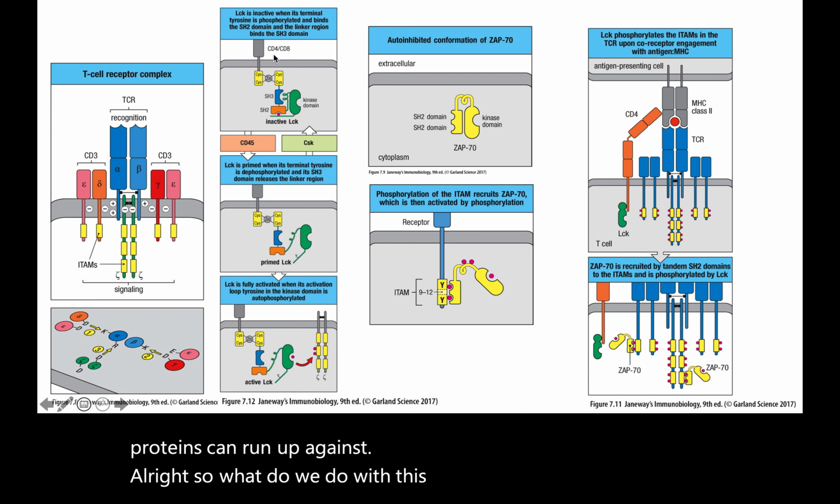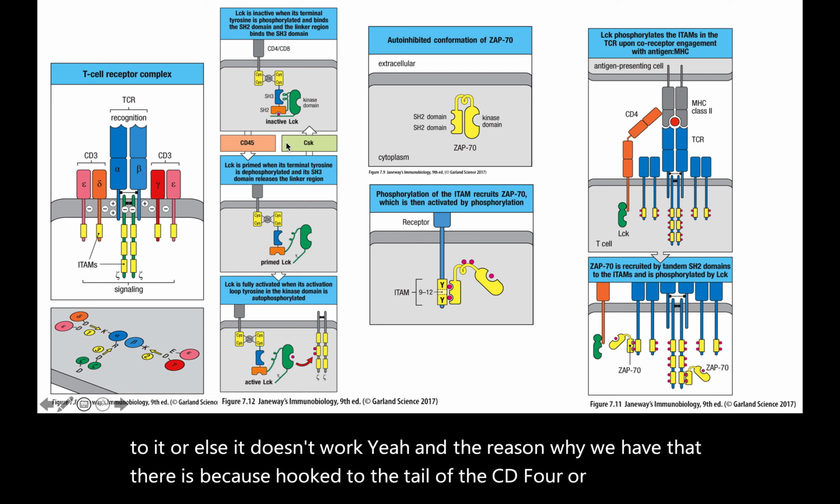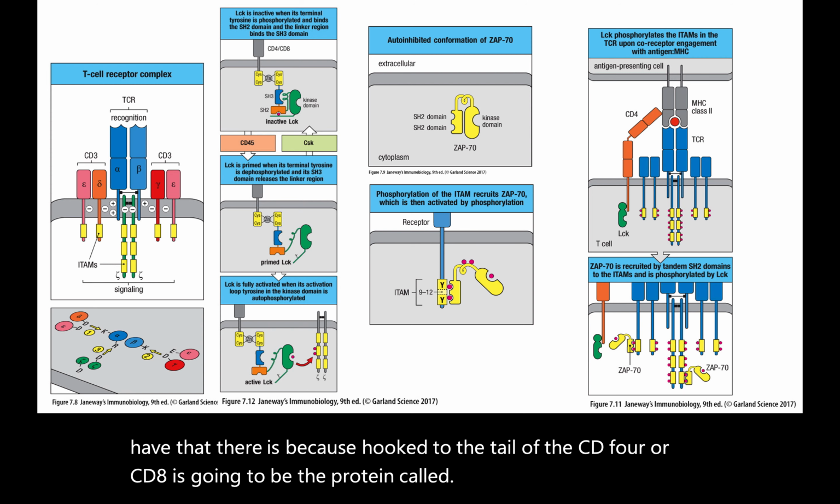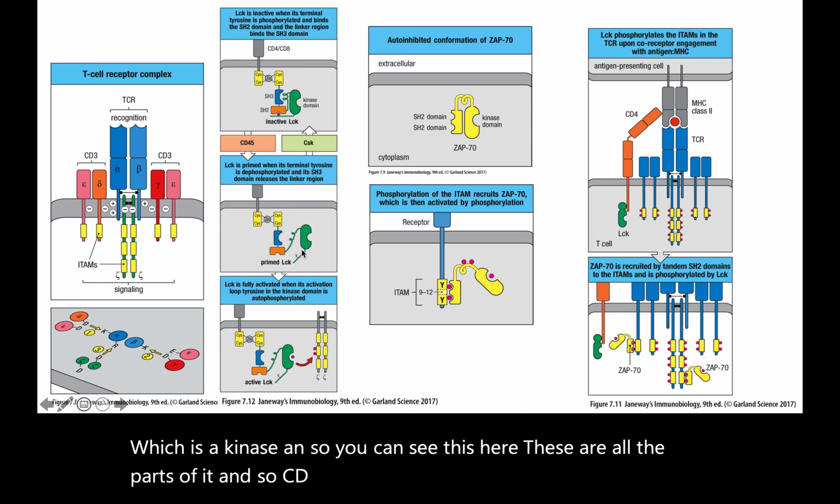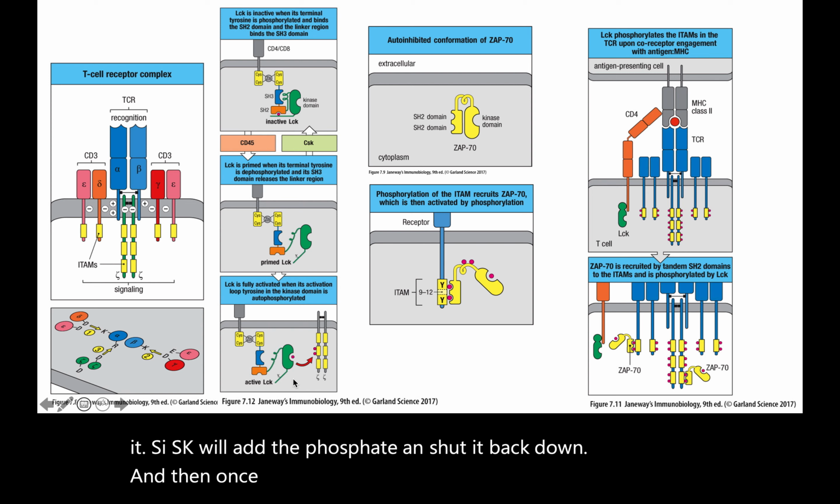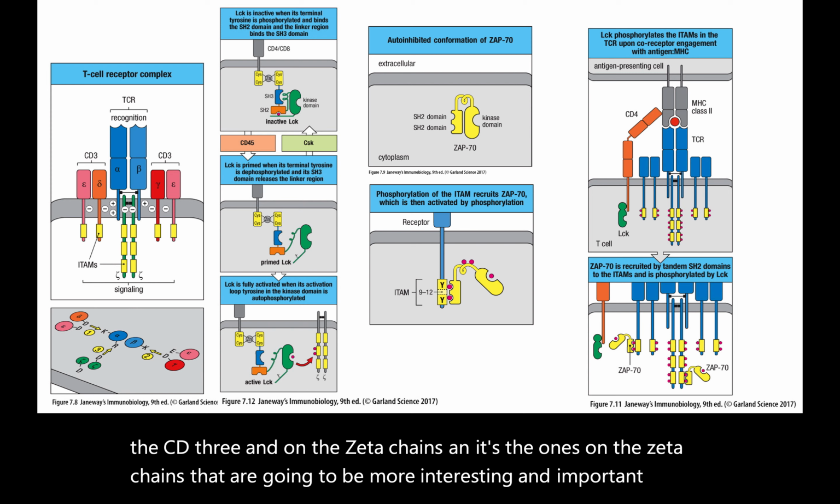All right, so what do we do with this? Well, we attach either a CD4 or a CD8 to it, or else it doesn't work. The reason we have that there is because hooked to the tail of the CD4 or CD8 is the protein called LCK, which is a kinase. You can see this here. These are all the parts of it. CD45 will take off that phosphate and activate it. CSK will add the phosphate and shut it back down. And once LCK is activated, it will phosphorylate the ITAMs on the CD3 and on the zeta chains. And it's the ones on the zeta chains that are going to be more interesting and important for us, I would say.